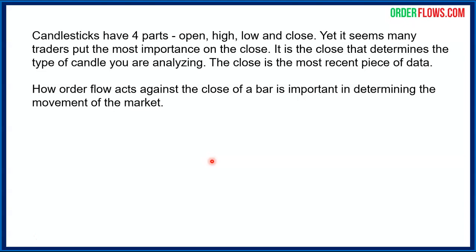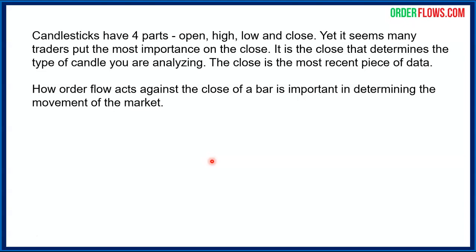Now, candlesticks have 4 parts, right? Obviously, the open, high, low, and close, right? Every bar has that same part. But people that trade candlesticks, they think it's got a little bit more mythical powers. I don't know. You are looking at the relationship of the open and the close, obviously. And yet it seems many traders put the importance on the close the most, right? It's the close that determines the type of candle you're analyzing. And the close is the most recent piece of data. Now, how order flow acts against the close of a bar is important in determining the movement of a market.